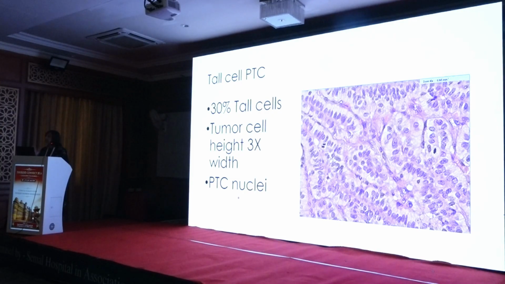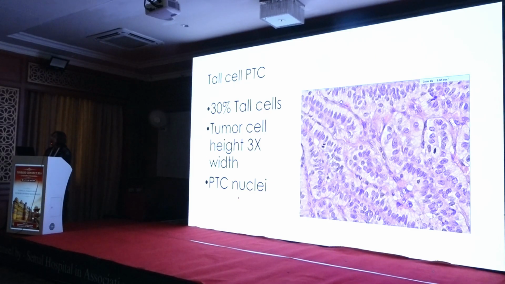They have to be more than 30% of the tumor should be tall. So the WHO as well as ATA recommends that as the tall cells increase, the risk of recurrence also increases. It is this 30% cutoff which is taken as very significant, and these are associated with aggressive behavior.